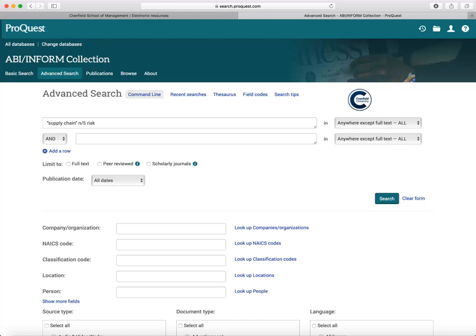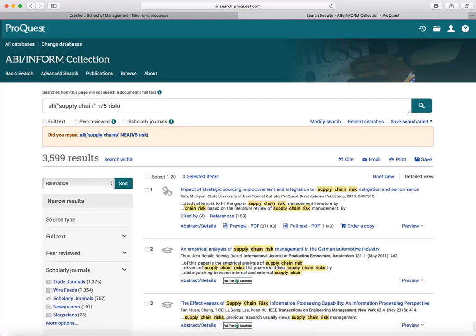To use the proximity search, type in your first term, followed by the proximity operator, which for ABI is N for near, followed by a /, then the maximum number of words that can appear between your search terms, and then the second search term, all in one line. This is more flexible than the AND search or the phrase search, and will find articles containing phrases like reducing risk within the supply chain.